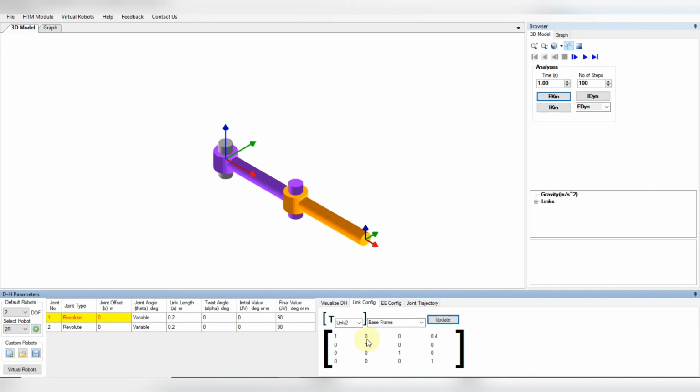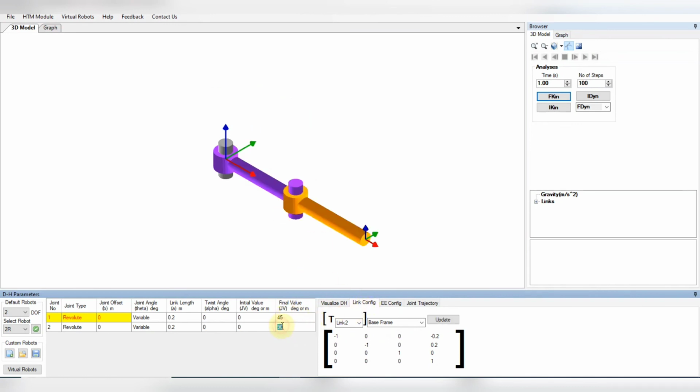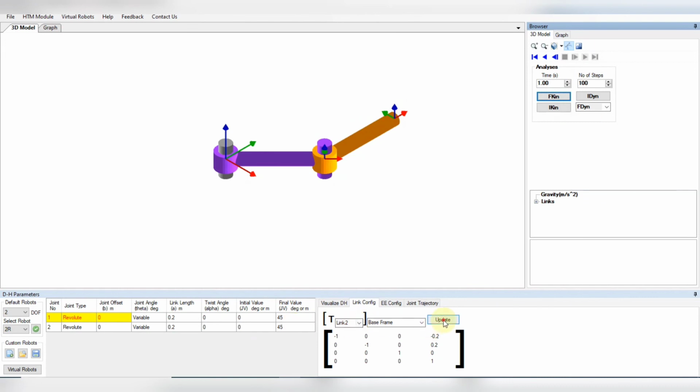Now here the theta value considered is 0 because this is the initial position. And if I go to the final position and update, now the theta value is 90 degrees. You can change the theta value. I'll change this to 45. I'll change this to 45. You can go to the end position. So now the theta value is 45, and according to 45, these values have been changed.